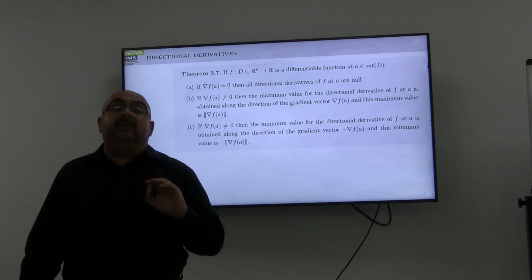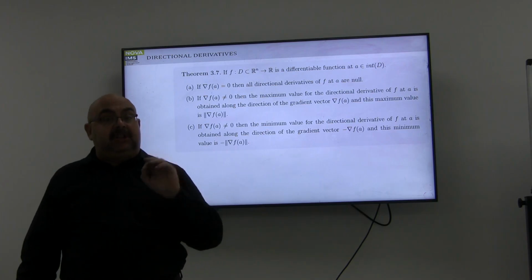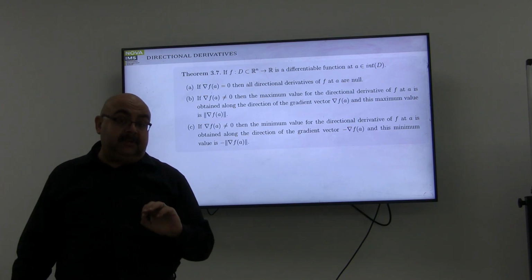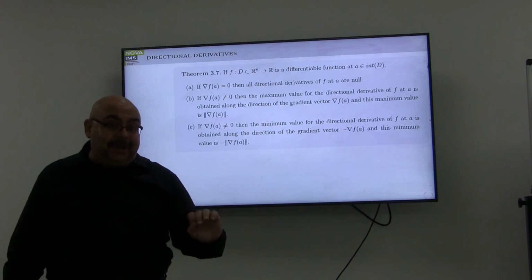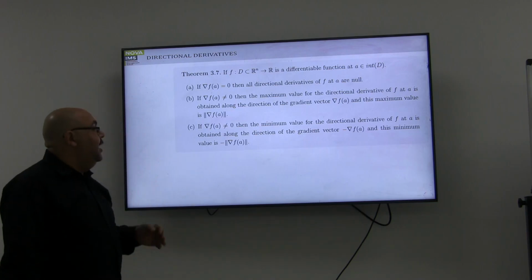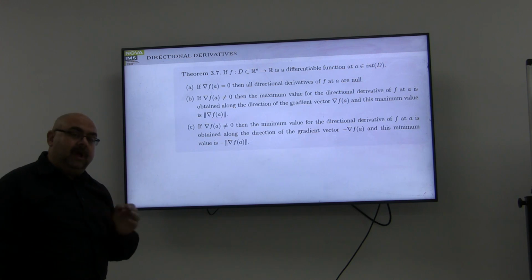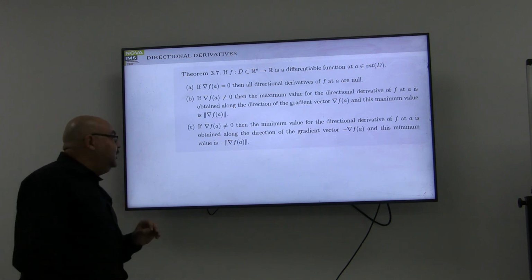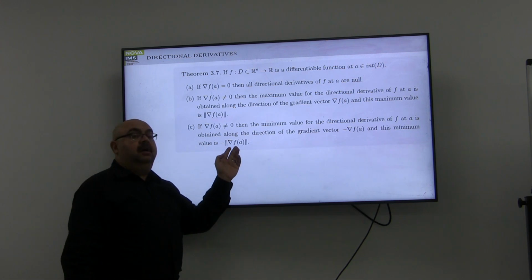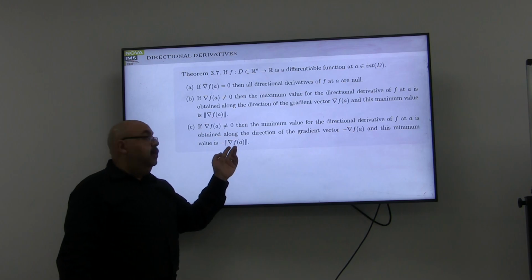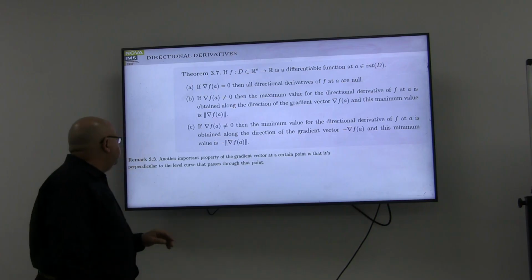So the maximum directional derivative at a certain point will happen in the direction of the gradient vector. And the minimum, also at this point, will be in the direction of the negative of the gradient vector, as we use it.